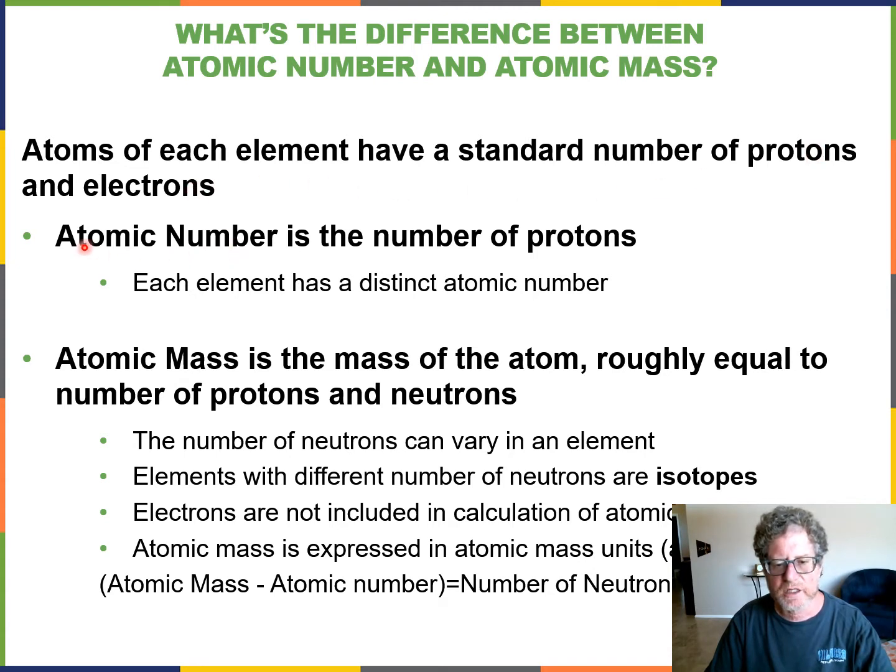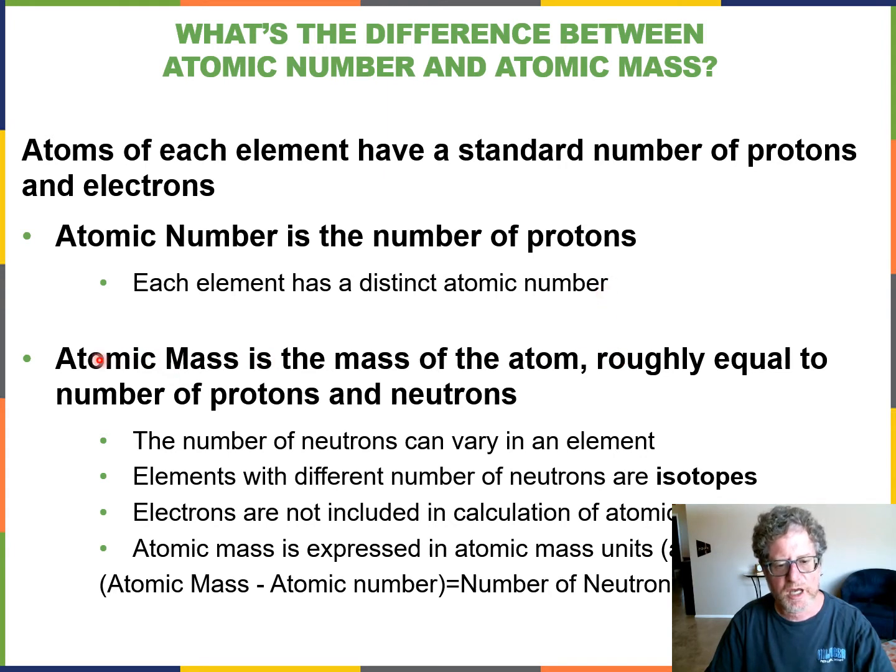When we ask what atom you have, we say how many protons does it have, or what's the atomic number. If you have a certain atomic number, it always tells you what the element is. Every element has a distinct atomic number. If you have 6 protons, you always have carbon. If you have 1 proton, you always have hydrogen.